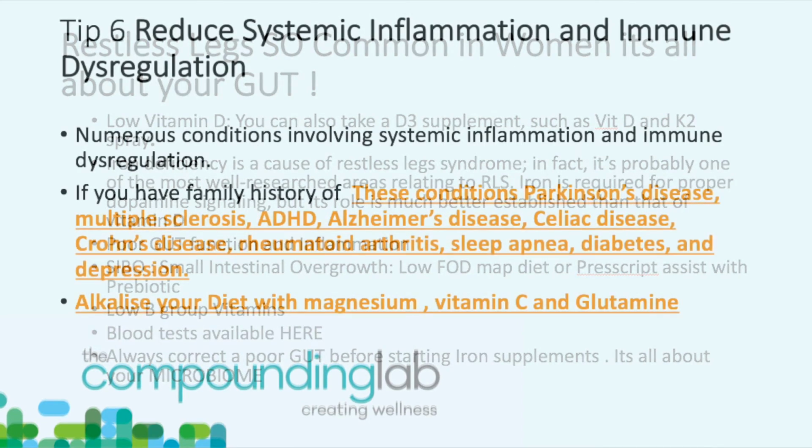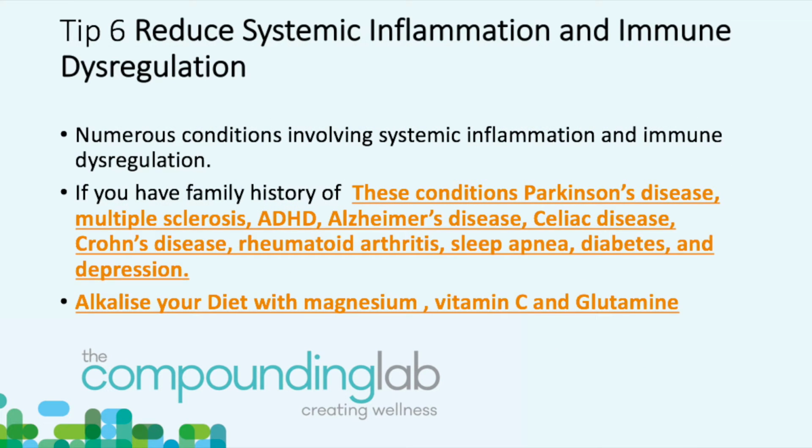Okay, tip 6, reduce inflammation, or if you have some sort of immune dysregulation, that is what we call inflammation, let's deal with it, okay? If we can just reduce the inflammation in your body, how do we know? We can do some simple blood markers, or you can see yourself.